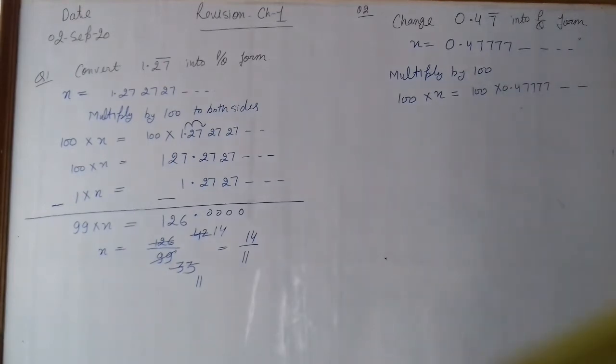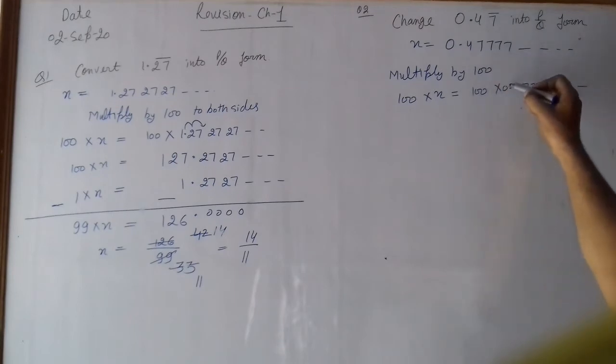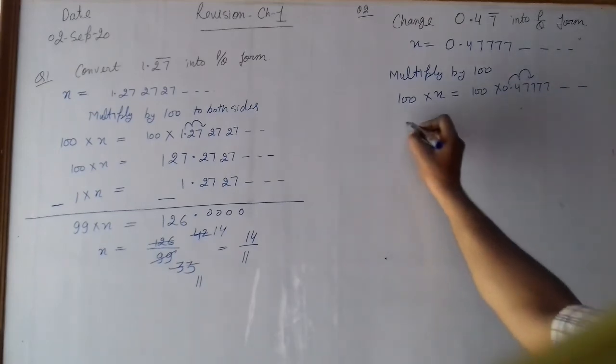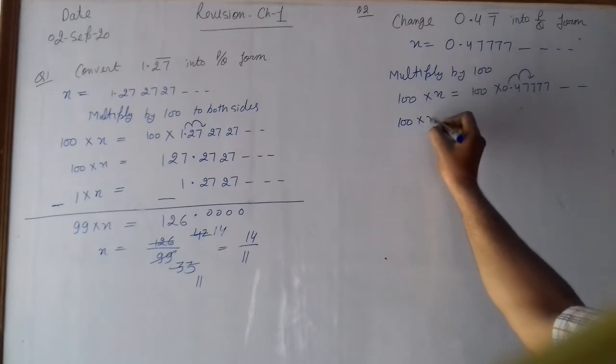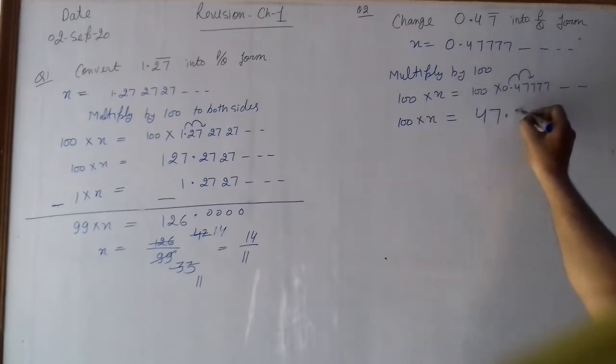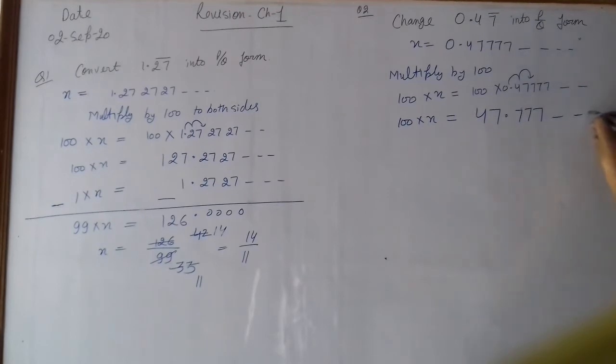So when we multiply by 100, the point will shift 1 and 2. 2 digits here, it becomes 47.777. So 100 into x is equal to 47.777 and so on. Right, students?